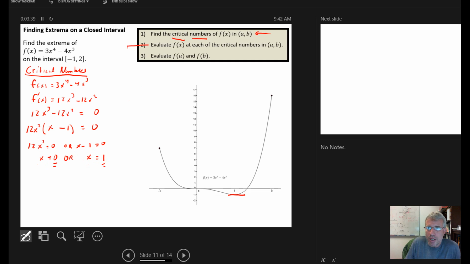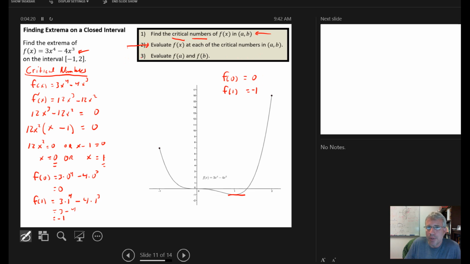Step 2 is evaluate your function at those critical numbers. So we want to evaluate f of 0. We're just plugging 0 into the original function. So we get 3 times 0 to the fourth minus 4 times 0 to the third, which is just going to equal 0. So f of 0 equals 0 is important to us. And then the other critical number is 1. So f of 1 equals 3 times 1 to the fourth minus 4 times 1 cubed, which is just 3 minus 4, equal to -1. So we get f of 1 equaling -1.